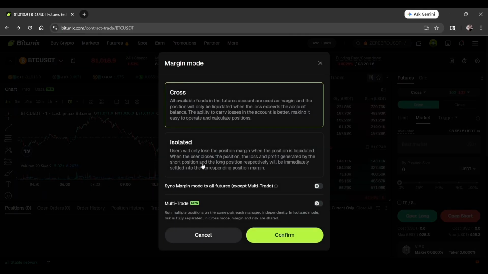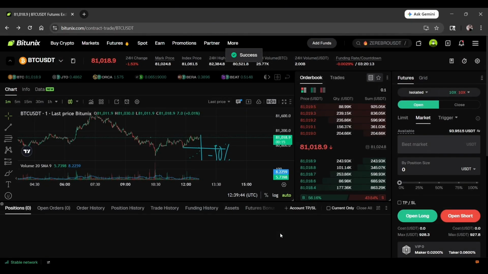If I'm using isolated, the problem with this, if I'm day trading, is that for every single trade I'm going to need an extra step to calculate what is the appropriate leverage I'm going to need to take this trade. Whereas with cross, it just automatically calculates it.